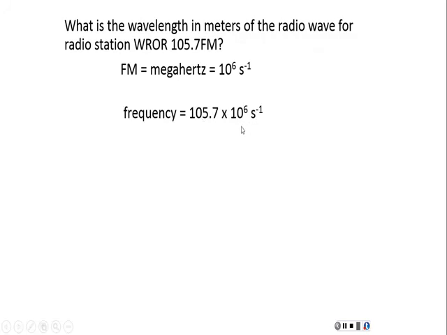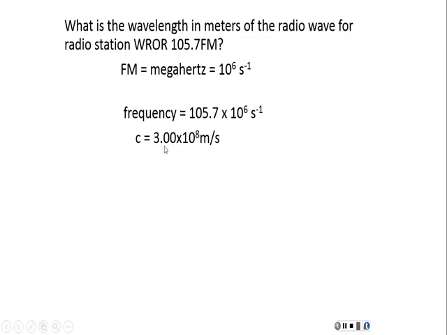You could do the same thing for any FM radio station. Just take the number of the station and multiply it by 10 to the 6th hertz, and that's its frequency. Now what about AM? Well, AM broadcasts in kilohertz, so instead of 10 to the 6th, it would be 10 to the 3rd. You might see a problem in the textbook that asks you about FM stations.